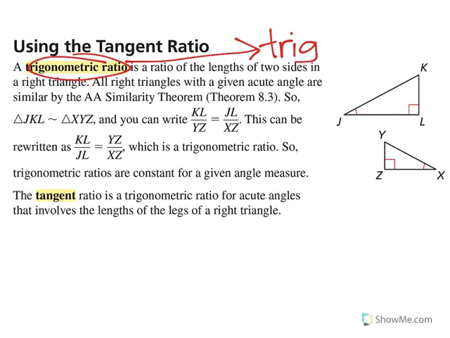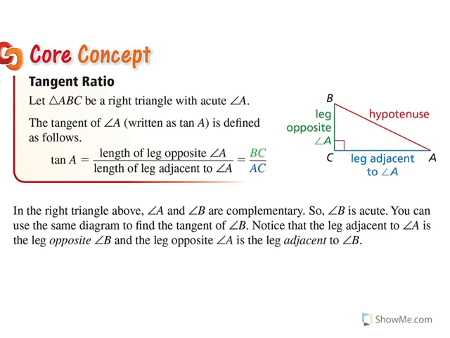So we already know whenever we look at triangles that they have a similarity, and we know they're going to be proportional whenever we set up these ratios. And so out of that we get these trig ratios, one of which we're looking at today is just tangent. And tangent is just going to involve the legs of our right triangle, not the hypotenuse, but just the legs.